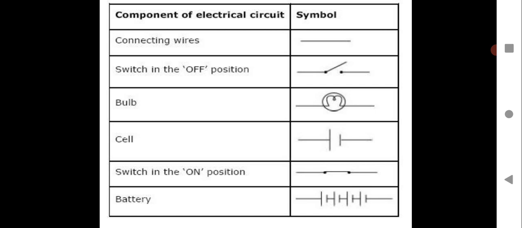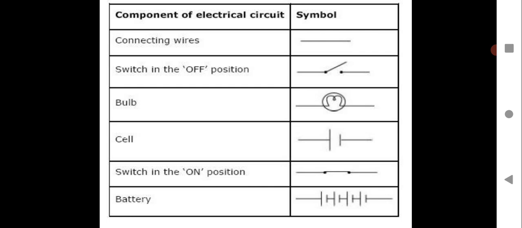Draw the connecting wires, how they look, because when you are drawing a circuit diagram, you are going to use all these symbols. So you should be familiar with all these symbols and how to use these symbols in the circuit diagram. That will become very clear once you know the symbol. The connecting wire is just a line. Then the switch in the off position, you can see the key is open. Whereas for the bulb, you have to draw the symbol the way it is shown.